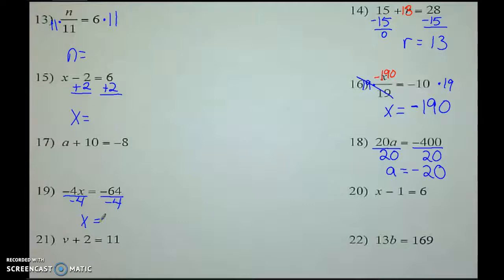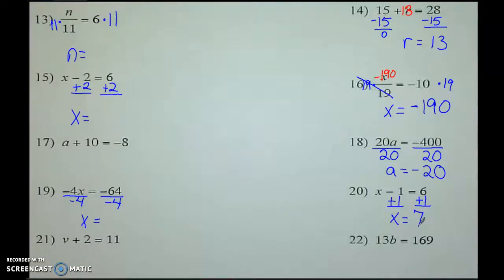Number 20. Oh, this one's going to be pretty easy for us, I think. We have x minus 1, so we've got to do the opposite. Plus 1, plus 1. Okay? Negative 1 plus 1, they zero out. That leaves me with x equals 6 plus 1, which is 7. Now, looking at 21, you're going to do that one on your own.